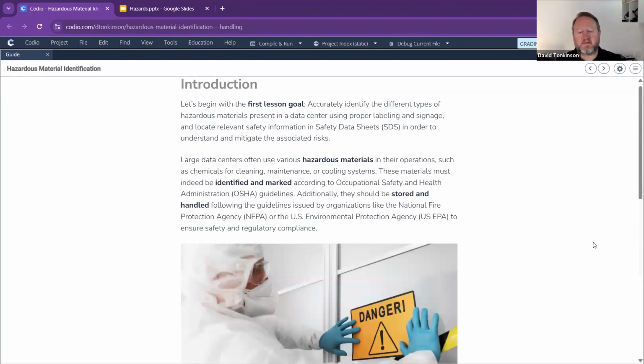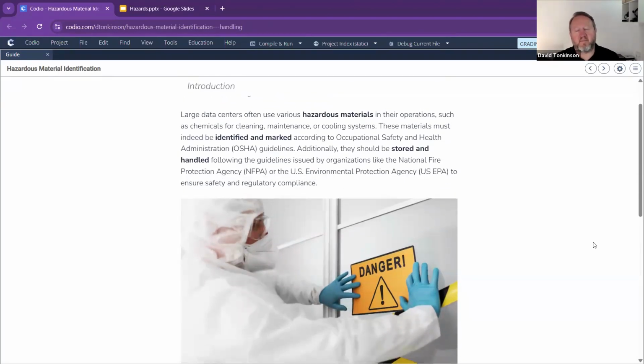So let's have a look at the first things that are on there, okay? So the first lesson goal is hazardous materials. Okay, large data centers operate with hazardous materials in their areas. Can anyone think of a hazardous material, and please type this into live chat, that we're likely to see in a data center? Let's have an answer on these on live chat if we can, please.